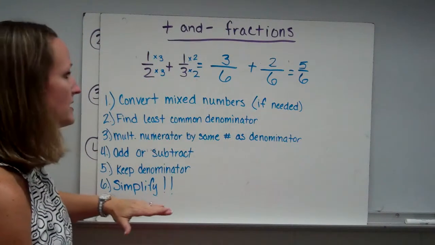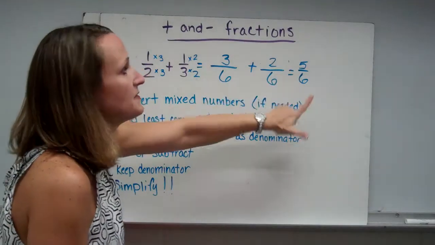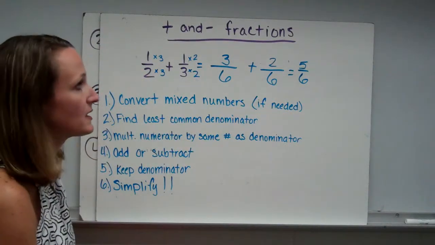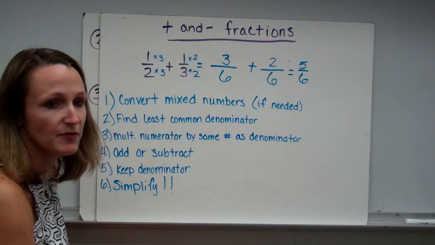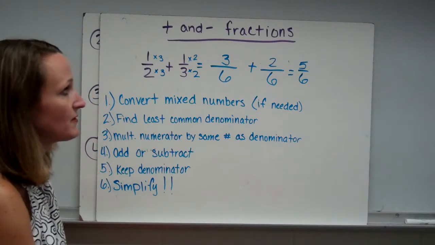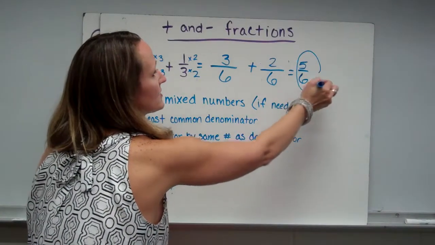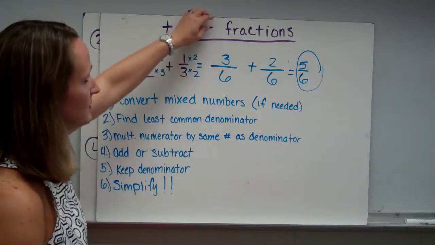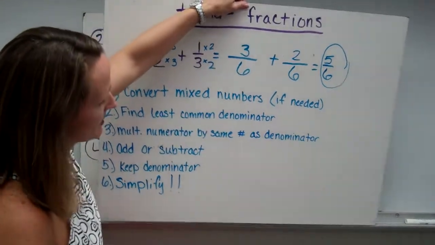My last step is to simplify. 5/6 is as low as it will go. I know that because they are 1 apart. It's not an improper fraction. There's no way to simplify those, so this is my final answer. Okay, let's do some more examples.